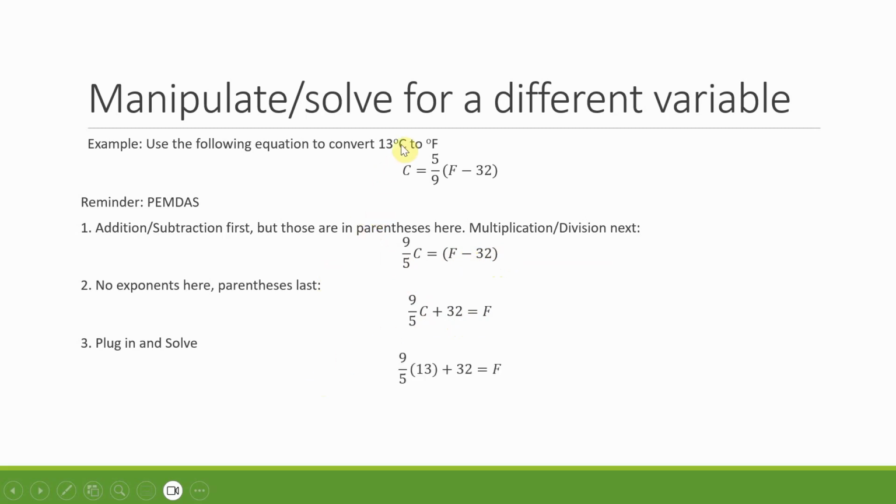So I can take that 13 degrees Celsius, put it in here, and solve. Order of operations, there's no parentheses here, or no operation in the parentheses. There's no exponents, so we'll do the multiplication and division first. So we'll do this 13 times 9/5 to get 117/5. Then that leaves the addition and subtraction, so I'll add 32.